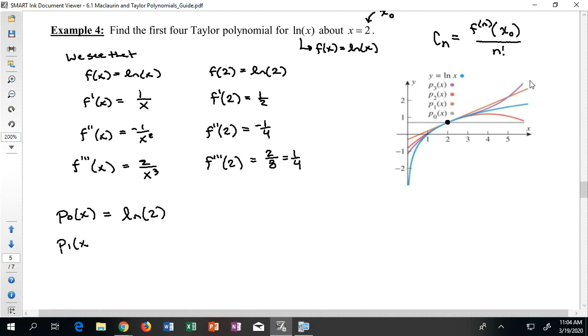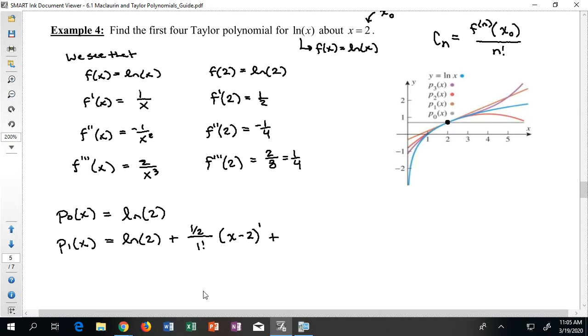When I do my P number 1, again, it's going to have the same starting term, and then one more term in front of my x to the first power. I'm going to find my C1 though. So for C1, I need to take my first derivative and plug in 2. I know that gets me a half. And then I divide that by 1 factorial. And then I write that as x minus 2, raised to the first power. Notice again, I had to do the minus 2 because I was shifting over.